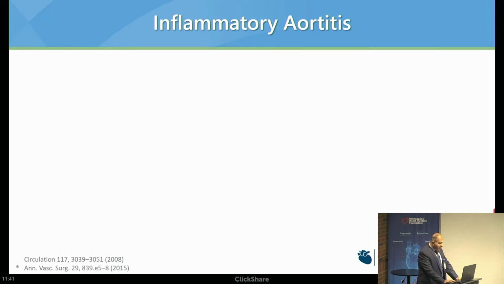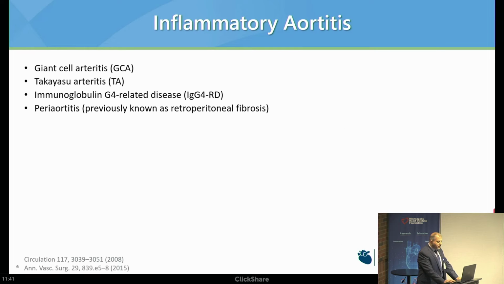So if we start talking about inflammatory aortitis, the prototypes of inflammatory aortitis, we think about giant cell arteritis. In the past, we called that temporal arteritis, Takayasu arteritis, which is very rare, or IgG4 disease. We have seen a couple of cases in our practice. And periaortitis. In the past, we used to call this retroperitoneal fibrosis. The new terminology now is periaortitis. And we'll go over that in detail.